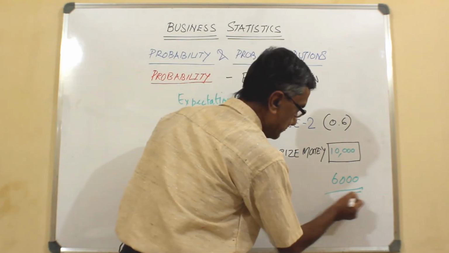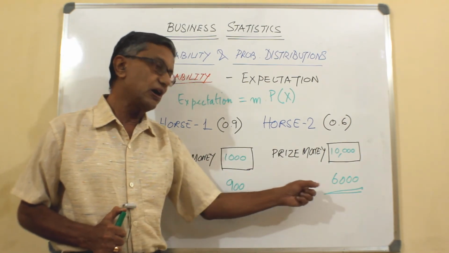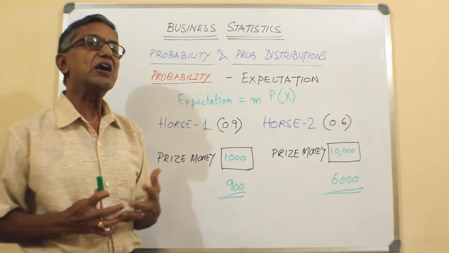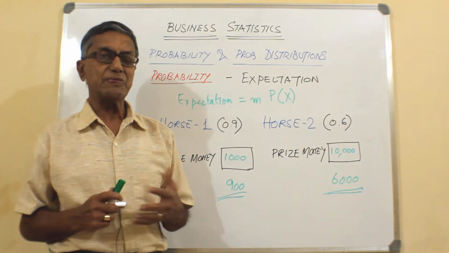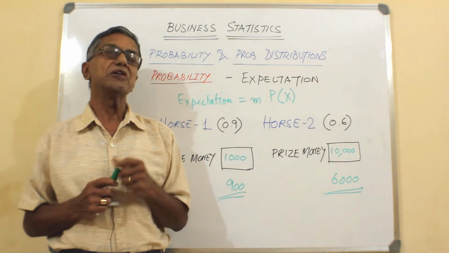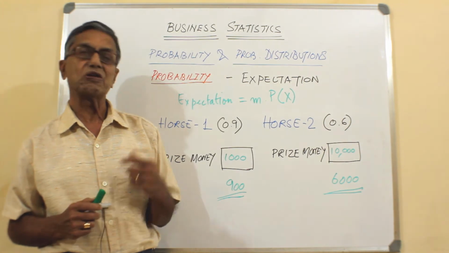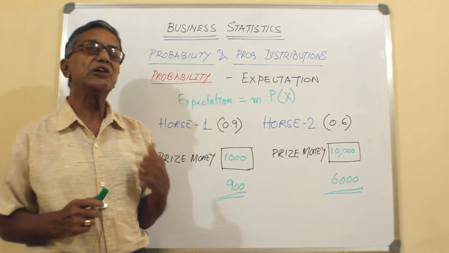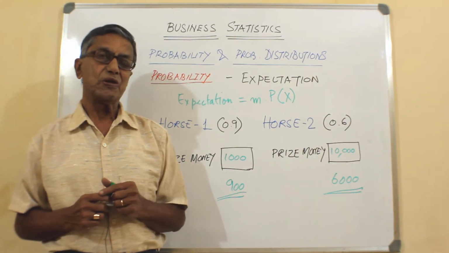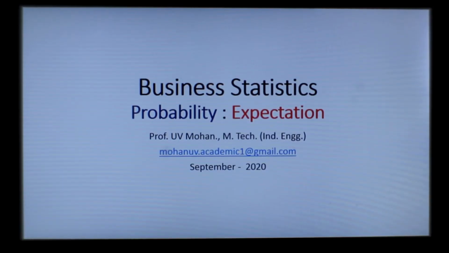So obviously you can understand that by taking more risk, the chance of getting higher returns in horse 2 is better compared to horse 1. That's why I said that probability alone is not a matter of concern. It is the probability associated with the entity or the money value that makes a difference. Most business scenarios deal with money values or opportunity gain or opportunity loss. So we arrive at expected value based on probability and the monetary value over a long period of time. Let us explore expectation.